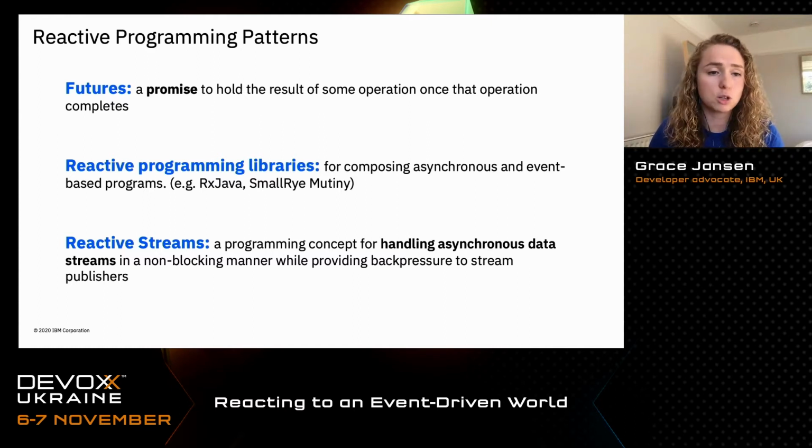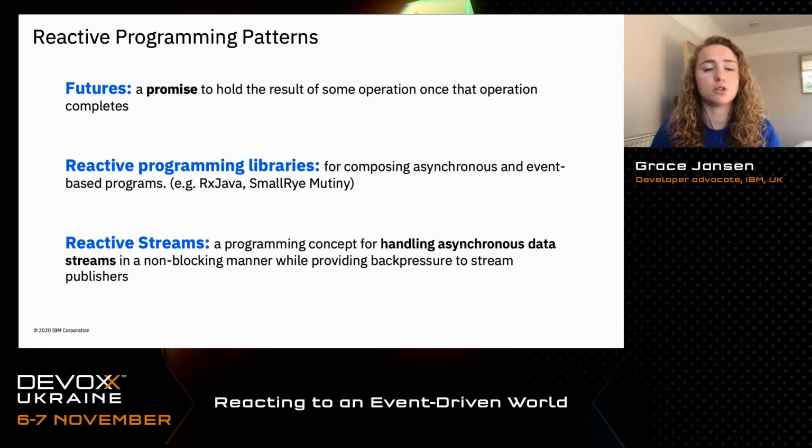You can also utilize reactive programming libraries. They're designed for composing asynchronous and event-based programs, and they're utilized by many of the reactive frameworks and toolkits that we'll go into later in this presentation. Some examples include RxJava and SmallRye Mutiny. RxJava is a really popular library. If you're not using Java, or if you're interested in other languages, you're also able to get this Rx sort of library in various other languages like Go, Scala, Node, etc.